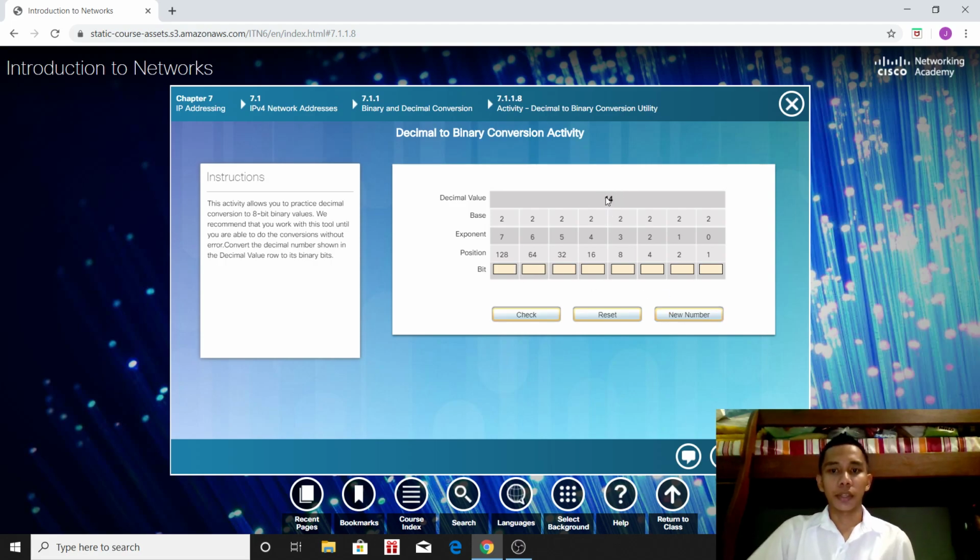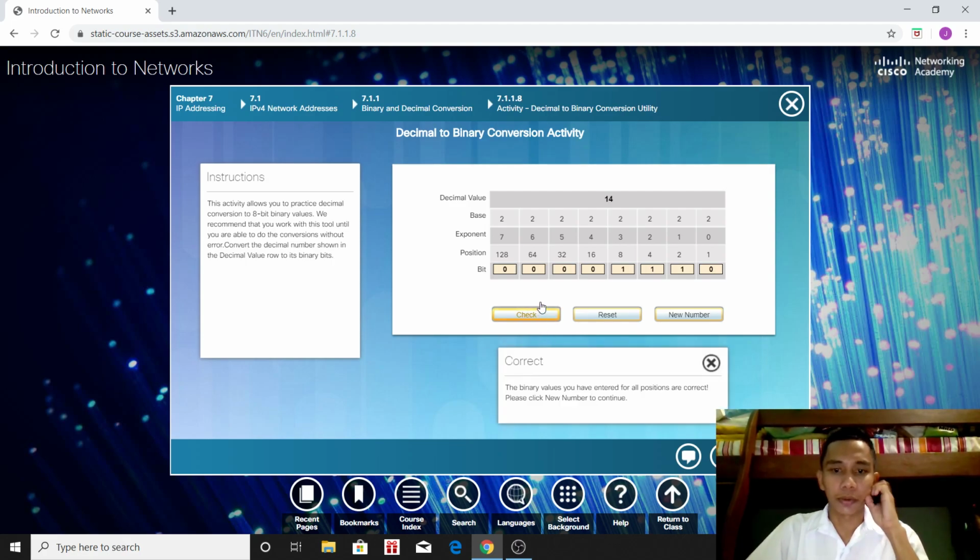The number is 14. So 128 is closed, 64 is closed, and the rest up to 8 are closed. 8 is open, 4 is open, 2 is open, then 1 is closed. So correct.